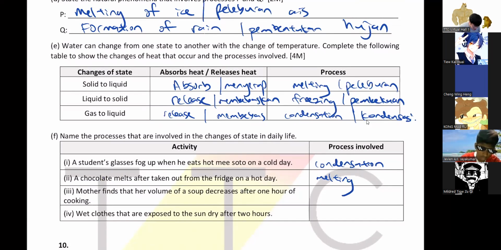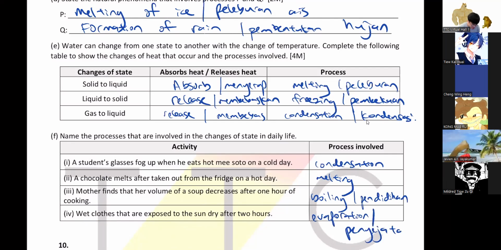Number 3, mother finds that the volume of her soup decreased after 1 hour of cooking. So you can say this is boiling. Who cooks soup for 1 hour? Use a pressure cooker lah. Number 4, wet clothes that are exposed to sun dry after 2 hours. So this is evaporation, penyejatan.